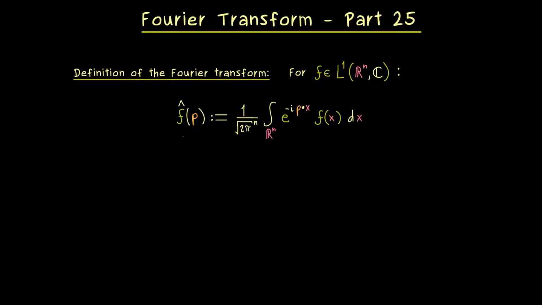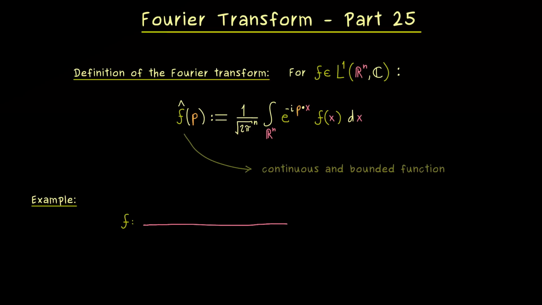And please recall, we already know that this resulting function f hat is always a continuous and bounded function. So in this sense, it can be much nicer than the input function f. To see that, we will look at an explicit example as promised. And obviously it might be helpful to start with a quite simple example for our function f. Which means we start with the one-dimensional case and I first show you the graph of the function we consider.